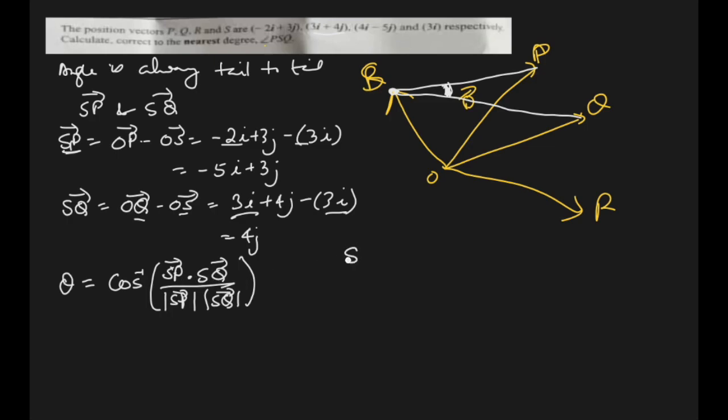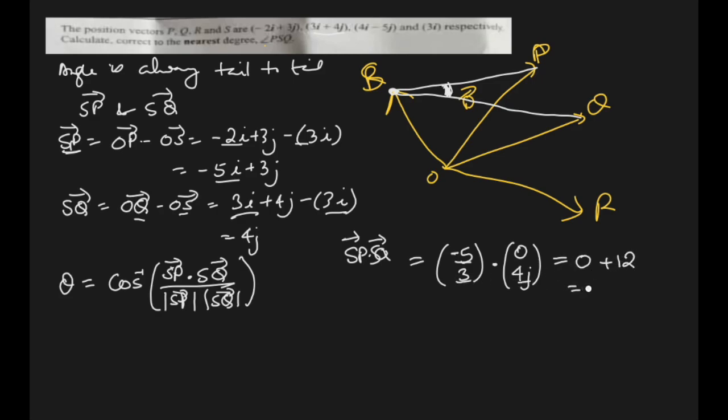So let's find SP dot SQ. They are individual vectors, so let me not write the arrow. Let me write in column notation. SP was minus 5 and 3. I am preferring this because I don't want to confuse with i and j. They are unit vectors and can be ignored in column notation. And SQ is 0 and 4. So the dot product will be minus 5 times 0, which is 0, plus 3 times 4, 12. 12 is SP dot SQ.